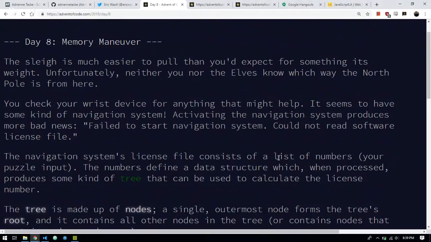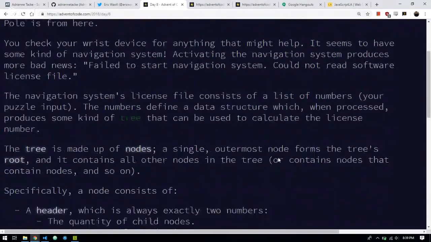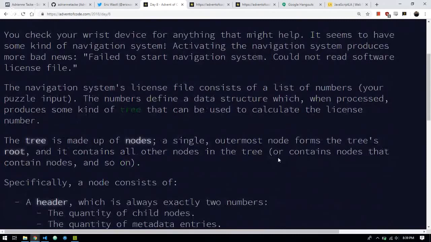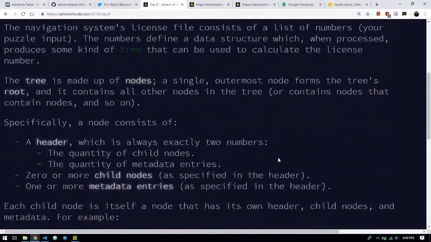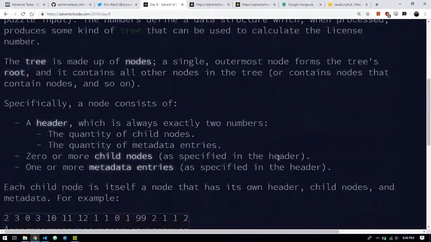But yeah, you can take a look at day 8 here. Let's see what we got to do. A tree is made up of nodes. A single outermost node forms the tree's root. This already sounds like something I had to implement that I did not implement. And it contains all other nodes in the tree, or contains nodes that contain nodes, and so on.